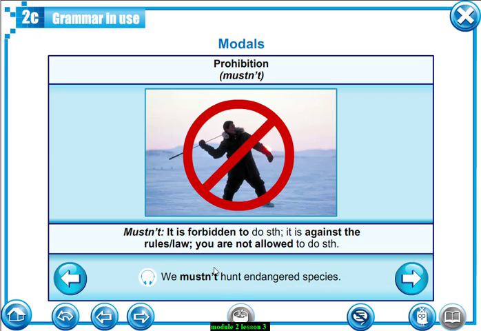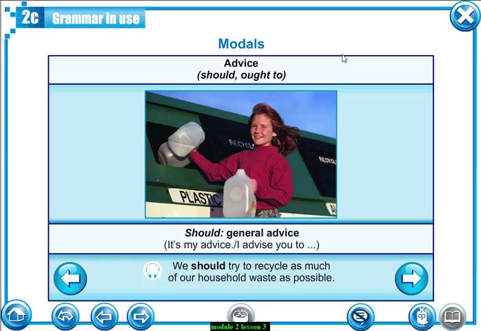As we know, any modal verb is followed by an infinitive. We mustn't hunt, infinitive, endangered species. Okay. We use mustn't to express prohibition. What I mean by prohibition is that it's against the rules or the law, that you are not allowed to do something. We use mustn't. Next.